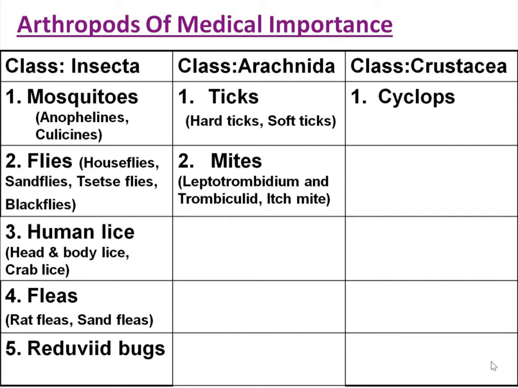There are many other arthropods as well. There are many different types of insects, but only these types are important to humans because these are the insects which transmit diseases to humans. Okay, understand? So that's about the classification of arthropods of medical importance. We will discuss all these things in detail in the next classes.